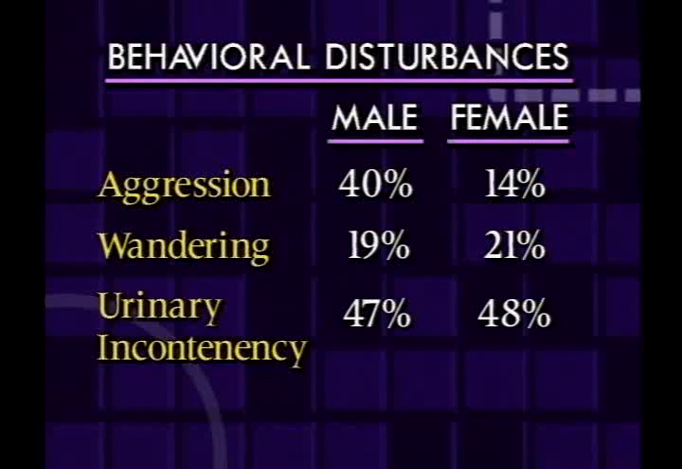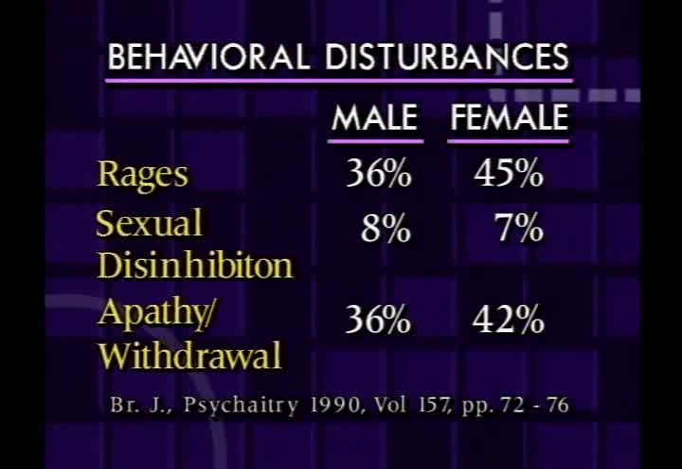Behavioral disturbances are common in patients with dementia. As you see from this graphic that breaks it down by both male and female, it would seem as though males might have a higher rate of behavioral problems such as aggression, wandering, rage attacks, social disinhibition, and apathy and withdrawal. Likewise, these are common behavioral symptoms. And when you start looking at each one individually and then adding them up in sum, it's probable that any particular demented patient is going to have at least one of these behavioral symptoms.